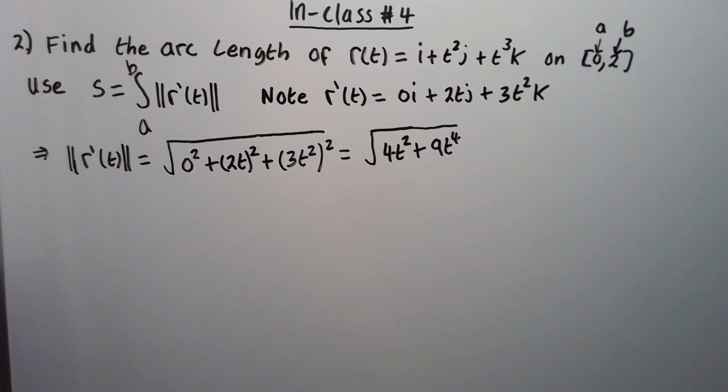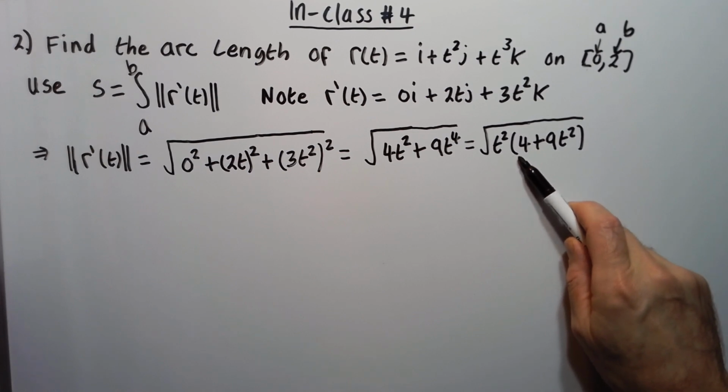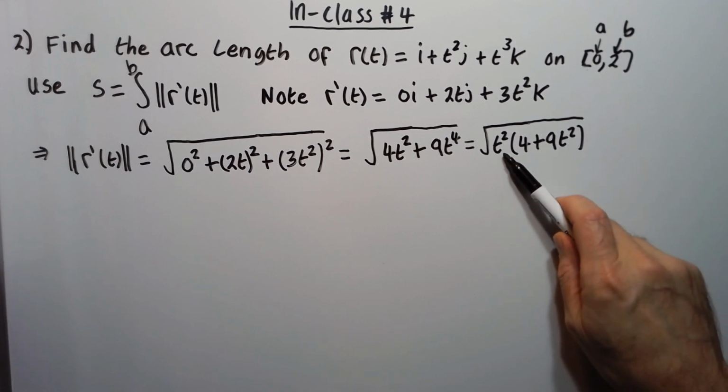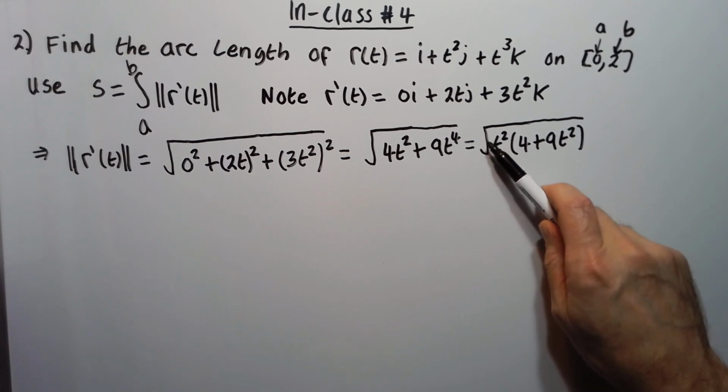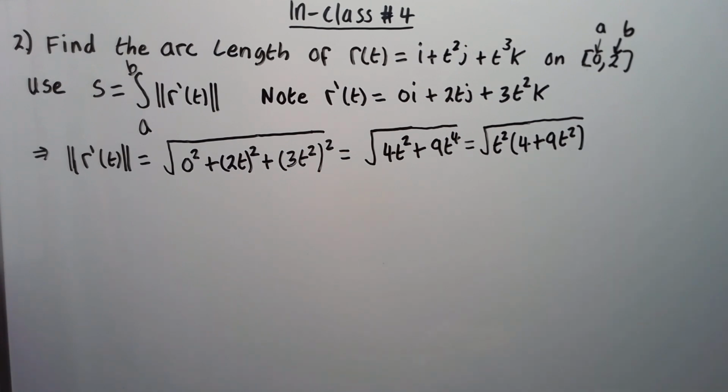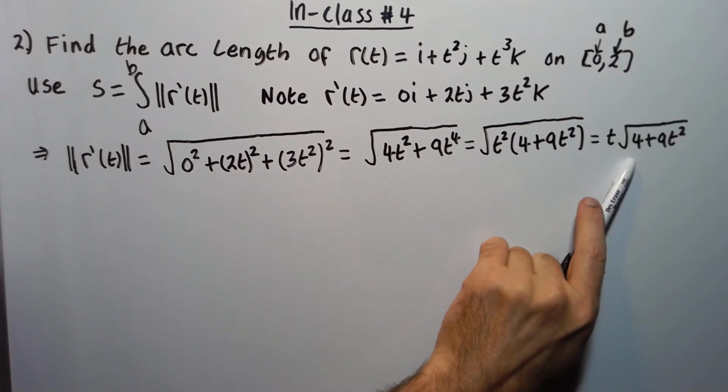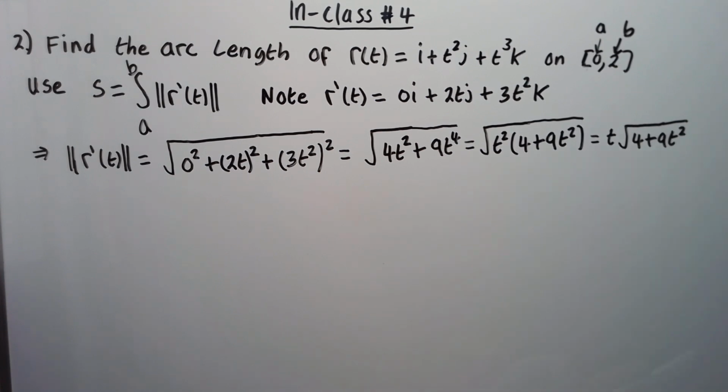We get this then, so t squared times 4 plus 9t squared. The t squared can come outside the radical, because the square root of t squared is just t, so I'll have a t outside here. So I get t times the square root of 4 plus 9t squared.